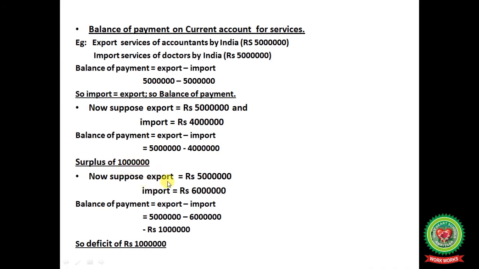Now suppose the receipts from export are 50 lakhs, but the import is worth rupees 60 lakhs. So balance of payment is export minus import. Now the value of export is lesser than the import, that is, we have to pay extra money to the foreign countries worth rupees 10 lakhs. So there is a deficit in the balance of payment worth rupees 10 lakhs.